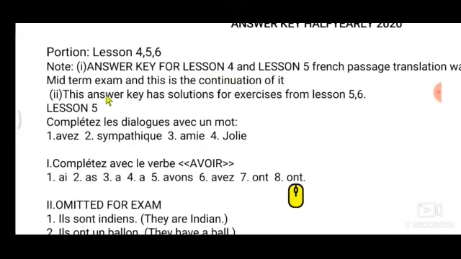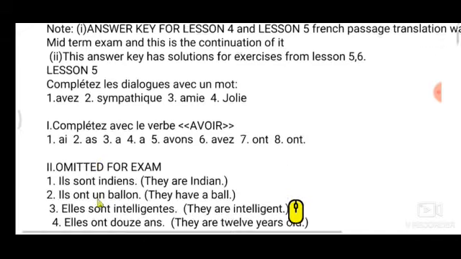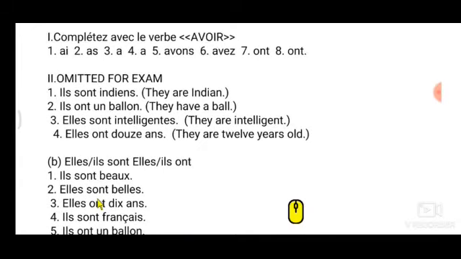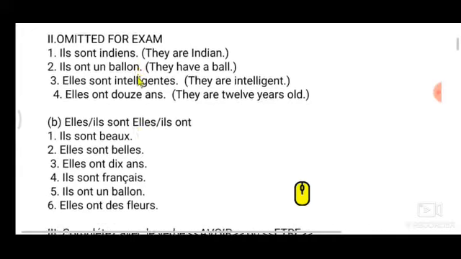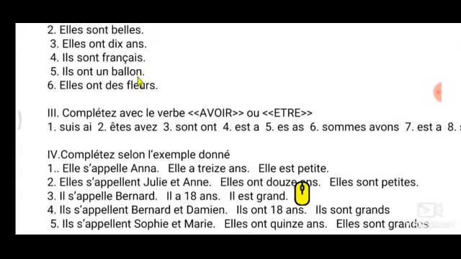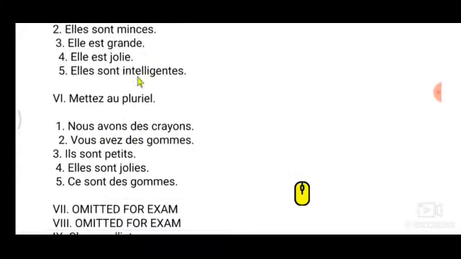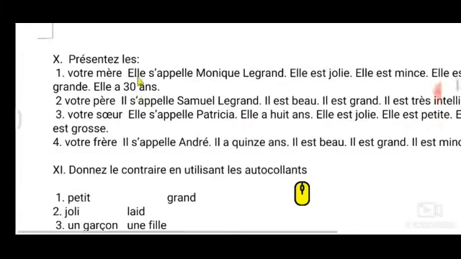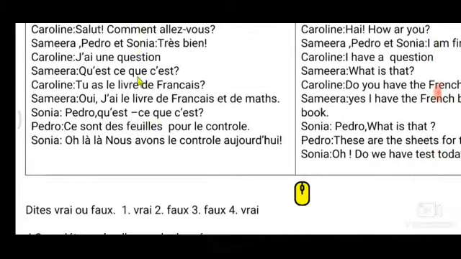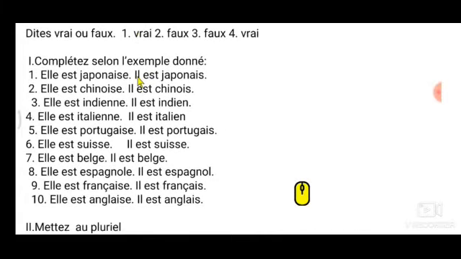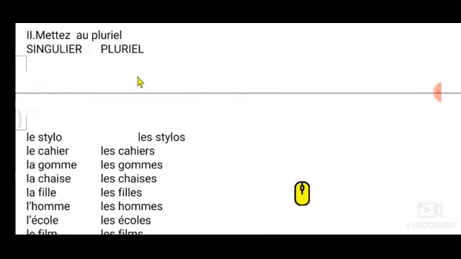So what will this answer key have? This answer key has the solutions of exercises from lesson 5 and lesson 6. Lesson 5, completely all the answers will be here. As I already said, if it is omitted for the exam, no need to write it in your classwork. Just for practice, when you are free, you can see that. Lesson 5 answers are here. Lesson 6, the French translation and nationality answers, météo pluriel.